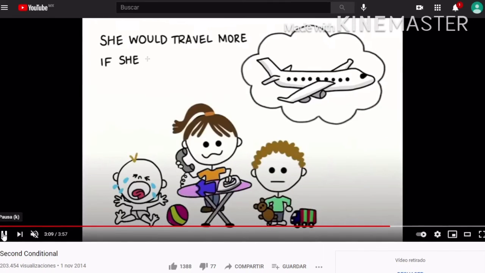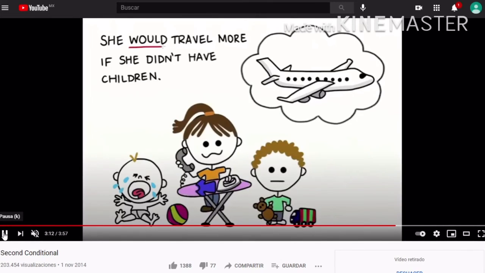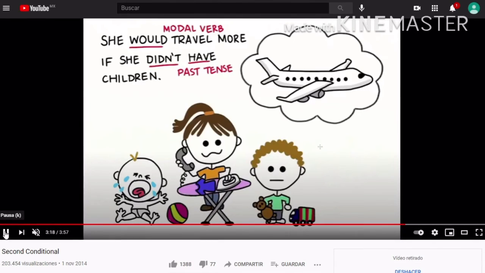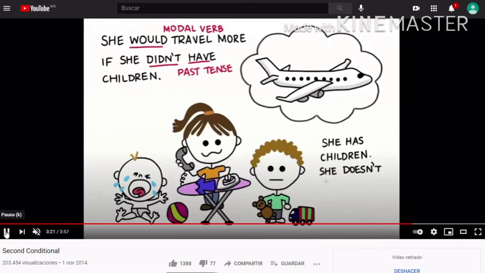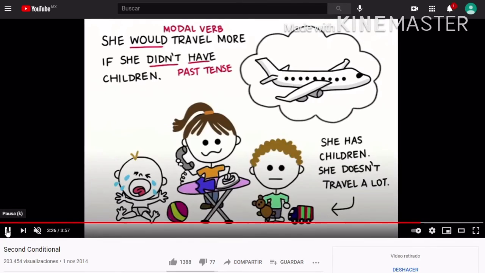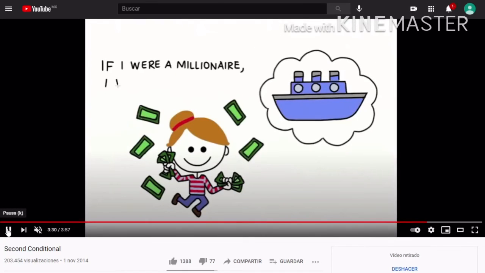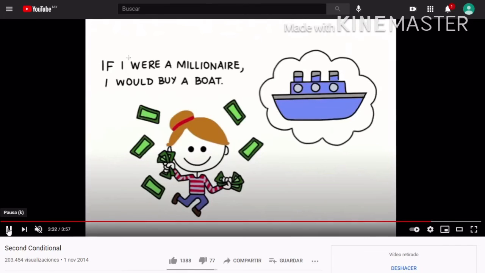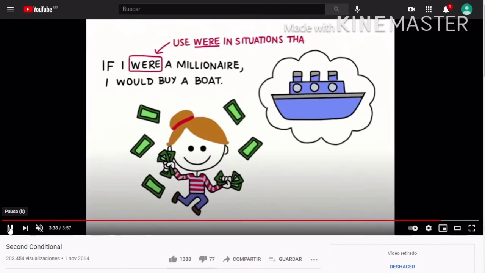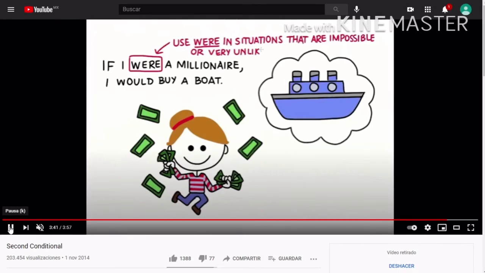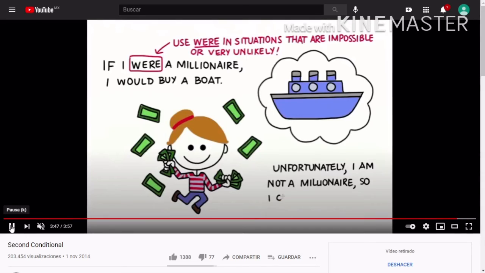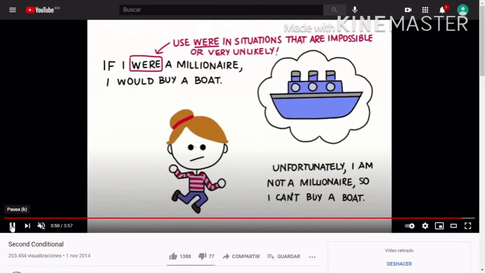She would travel more if she didn't have children. Would is my modal verb. Didn't have is my past tense, also negative. So she has children. She doesn't travel a lot, so it's an unlikely situation. That's why it's second conditional. Another example: if I were a millionaire, I would buy a boat. Here you have to be very careful because we have to use were in situations that are impossible or very unlikely. Unfortunately, I am not a millionaire, so I can't buy a boat.